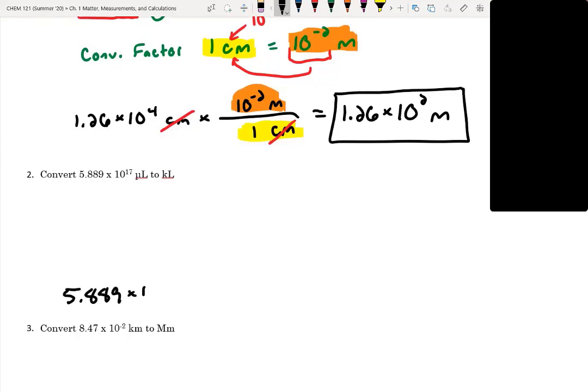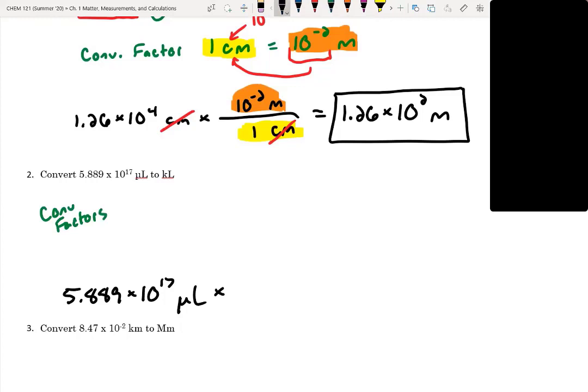So again, in this one, I like to start with what I know, which is I have 5.889 times 10 to the 17th microliters. So that's that weird little U-type symbol. And our goal is to get all the way to kiloliters. So let's go ahead and write out some conversion factors up top.